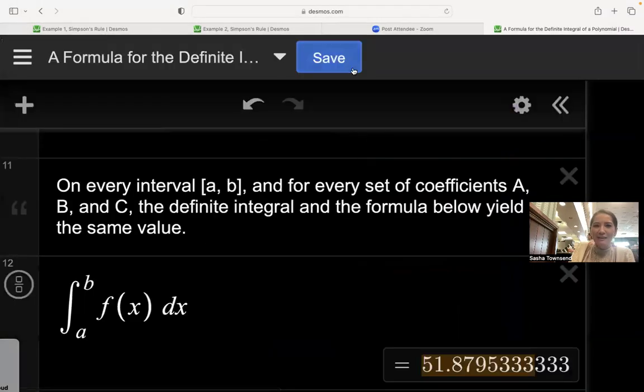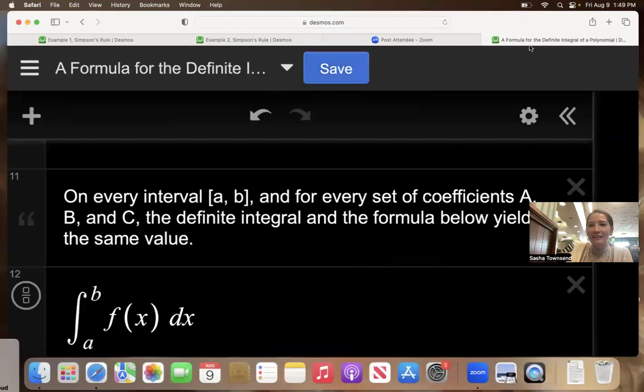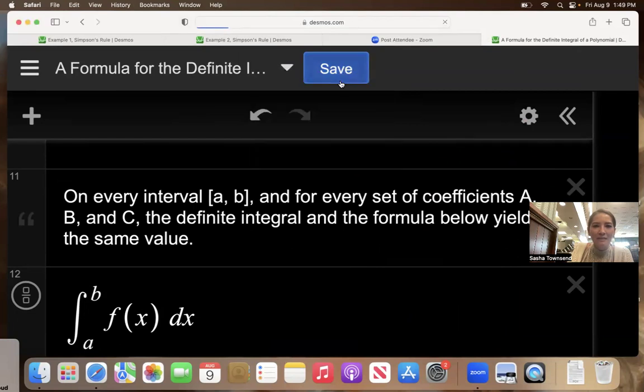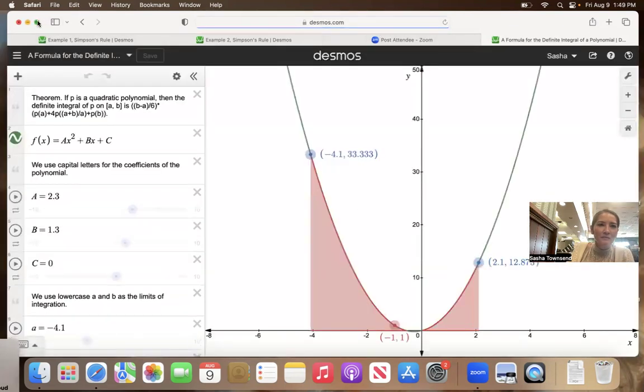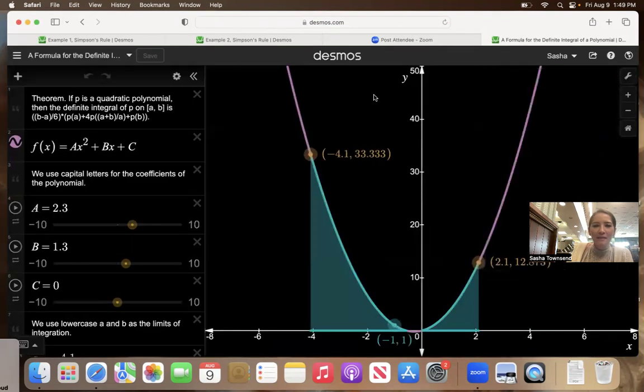Whoops, I don't know how to get out of there. I zoomed way in. I don't know what happened. Let me refresh that page. Save it first. I accidentally zoomed way in. I don't know how I did that.